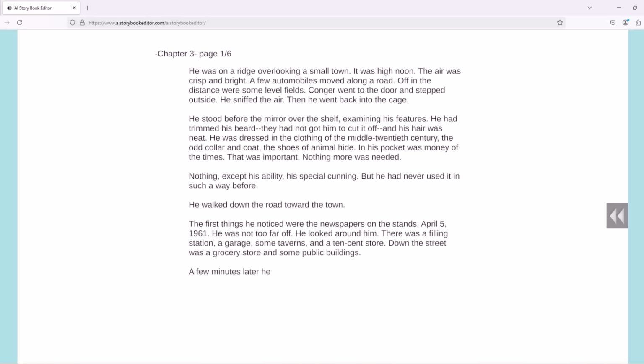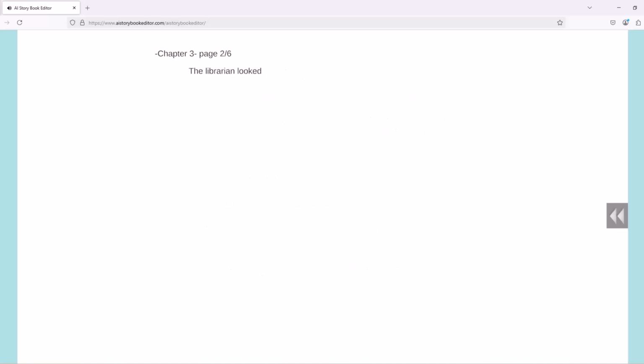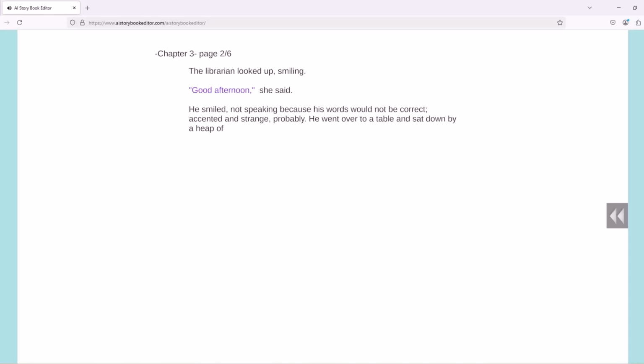A few minutes later, he mounted the stairs of the little public library and passed through the doors into the warm interior. The librarian looked up, smiling. "Good afternoon," she said. He smiled, not speaking because his words would not be correct. Accented and strange, probably. He went over to a table and sat down by a heap of magazines. For a moment he glanced through them. Then he was on his feet again. He crossed the room to a wide rack against the wall. His heart began to beat heavily.